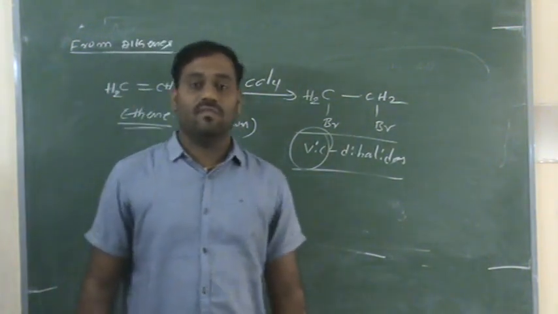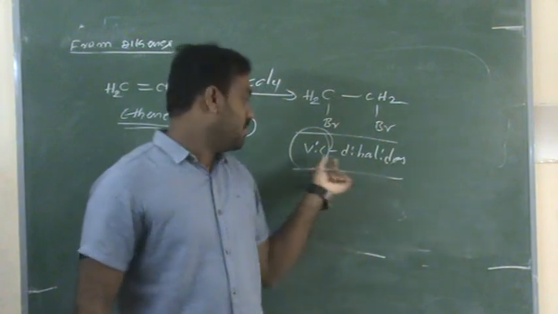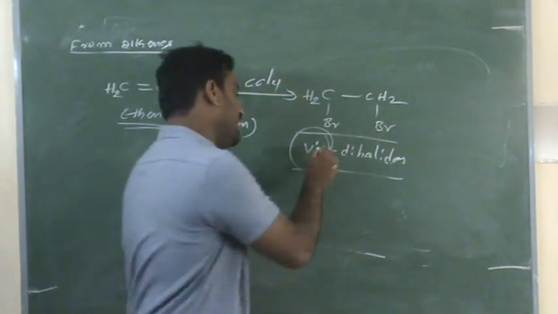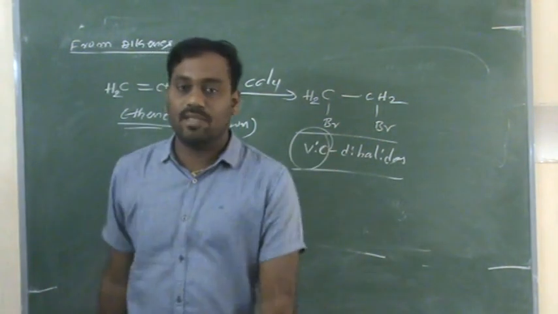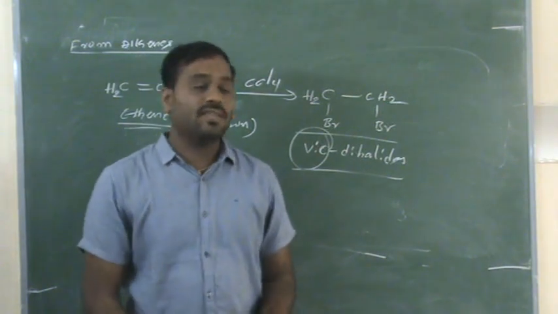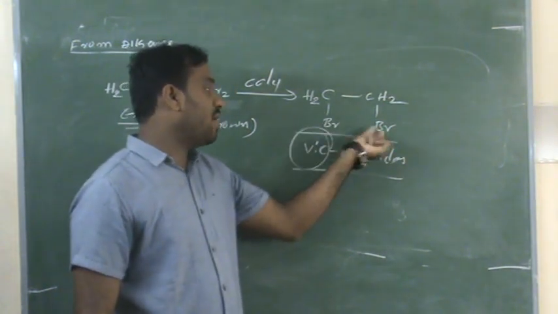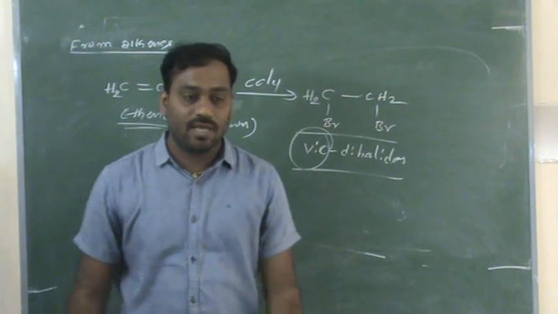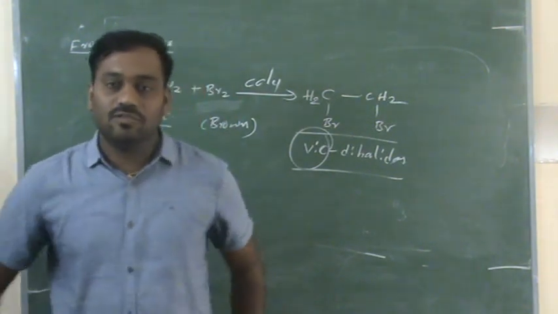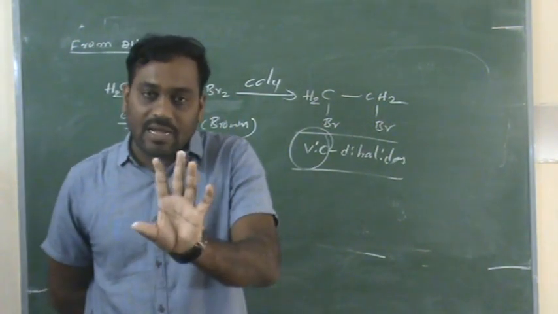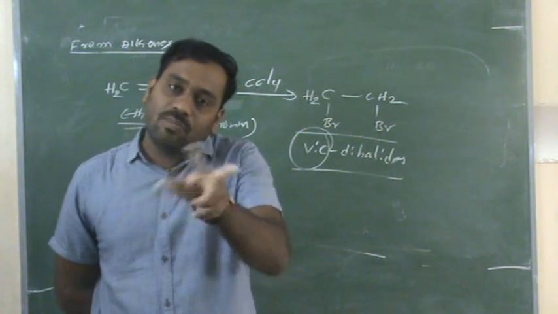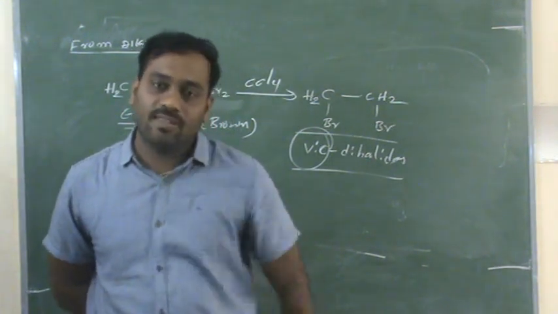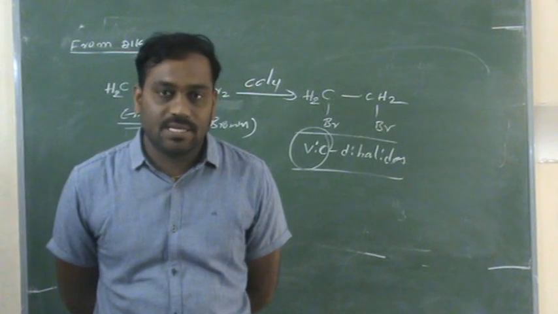Vicinal dihalide. Simply, we call it VIC. VIC is nothing but vicinal. Vicinal means two halogen atoms attached to adjacent positions. That is called a vicinal dihalide.